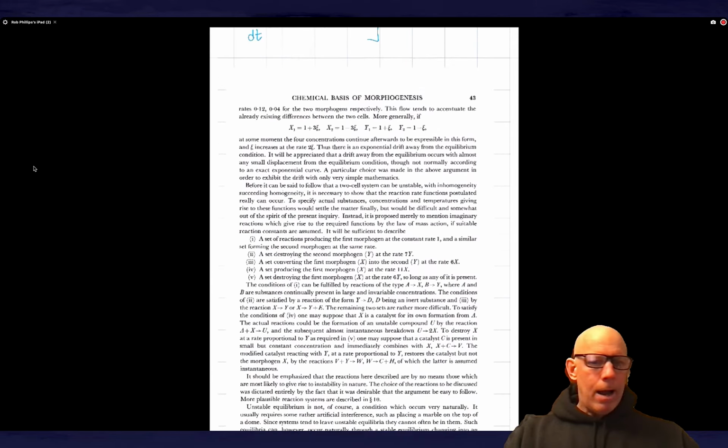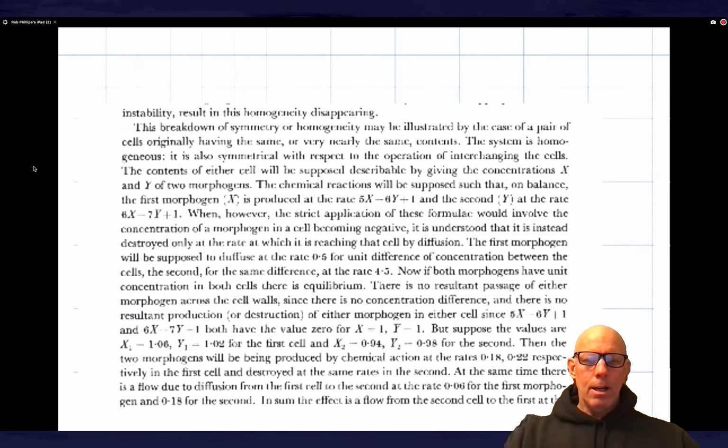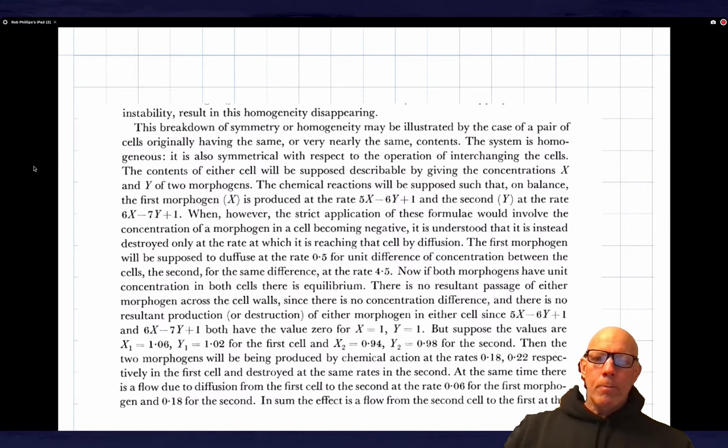And my plan is to basically exactly imitate what Turing has to say here. And so he says, "This breakdown of symmetry or homogeneity may be illustrated by the case of a pair of cells originally having the same or very nearly the same contents. The system is homogeneous. It is also symmetrical with respect to the operation of interchange of the cells. The contents of either cell will be supposed describable by giving the concentrations X and Y of two morphogens."